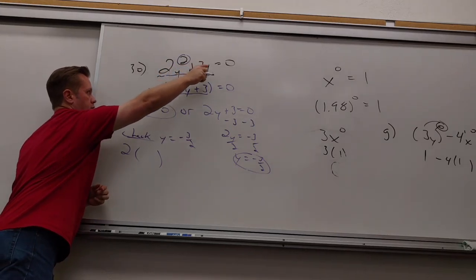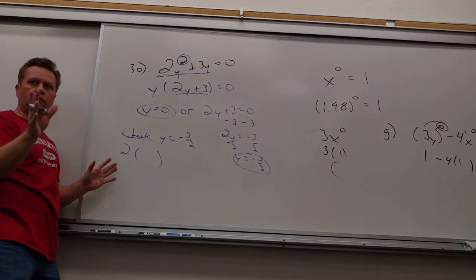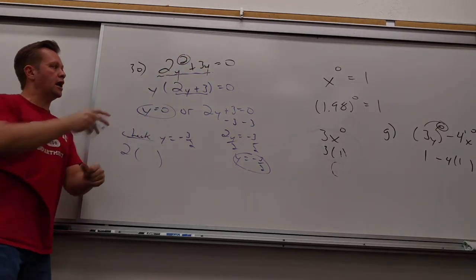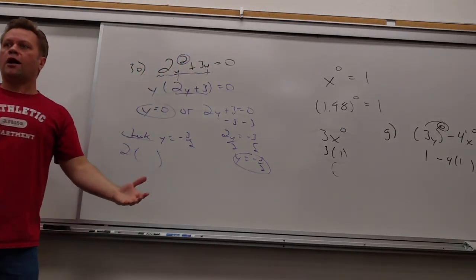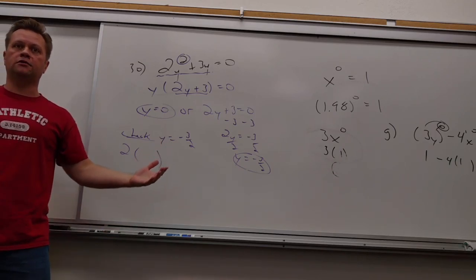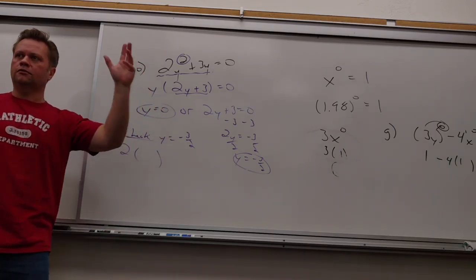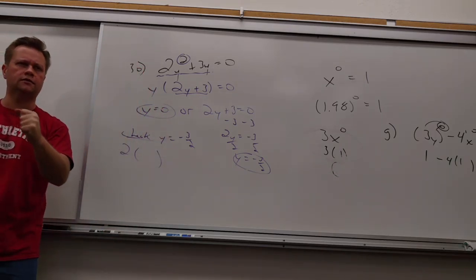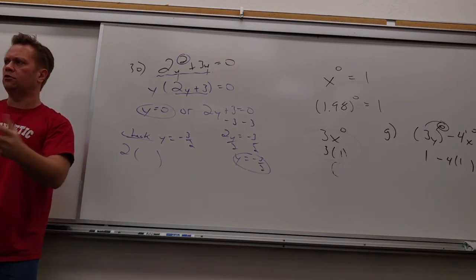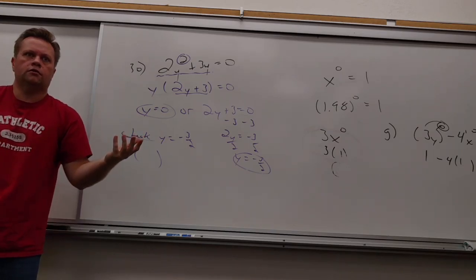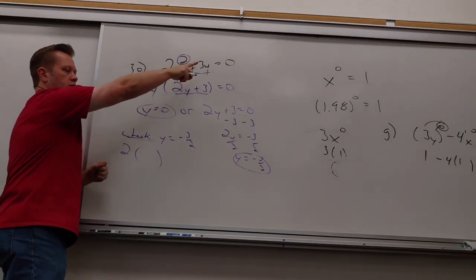Then you put 0, 0, and 0. If y is 0, everywhere I see y, it's 0. I can't put a 0 there and a negative 3 halves there, because then you're saying y is two different things at once. And poor little y is like, I'm just one variable. It can only be one value at a time. You don't put them both in. So y equals 0 works.